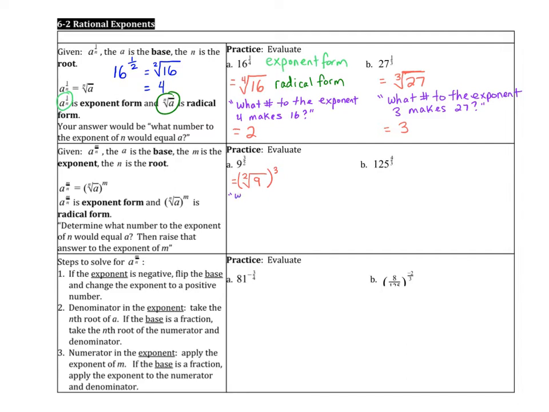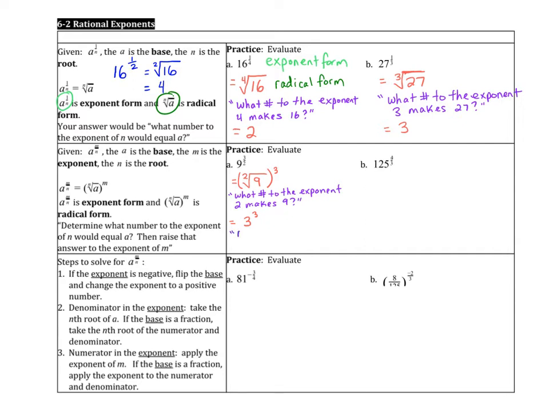So here you're asking, what number to the exponent 2 makes 9? And of course, the number to the exponent 2 that makes 9 is equal to 3. And then you still have that exponent of 3 because that's in the numerator. So the second root of 9 is 3, and then the numerator is 3, so that means we still have an exponent of 3.